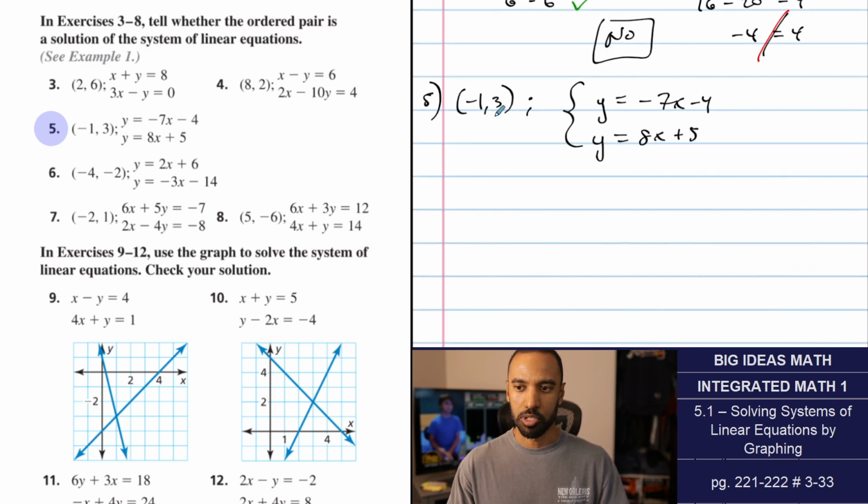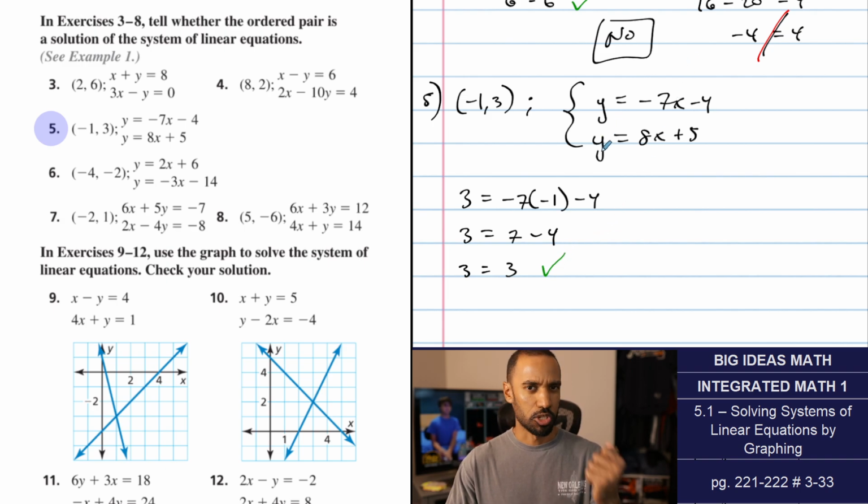Just be careful when you do your substitution, right? -1 goes in for x, 3 goes in for y. So in the first one, is 3 equal to -7 times -1 minus 4? -7 times -1 is +7. 7 minus 4 is 3. That one's all good. Top equations have been supreme.